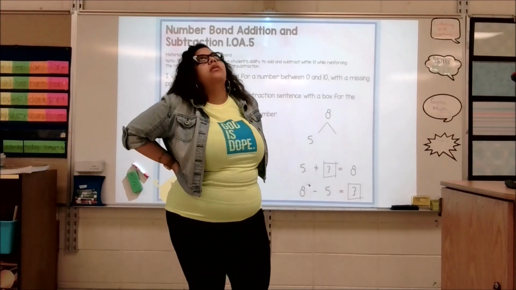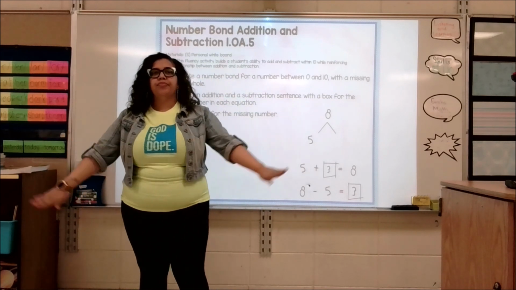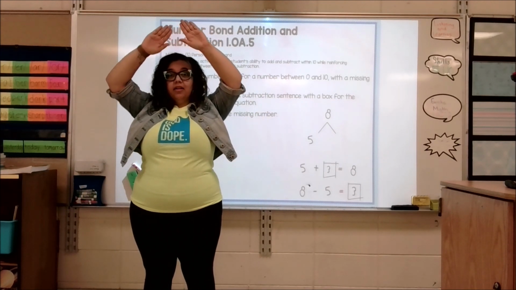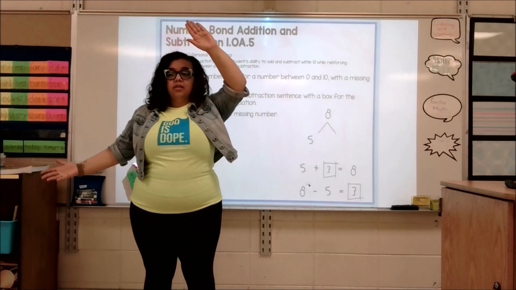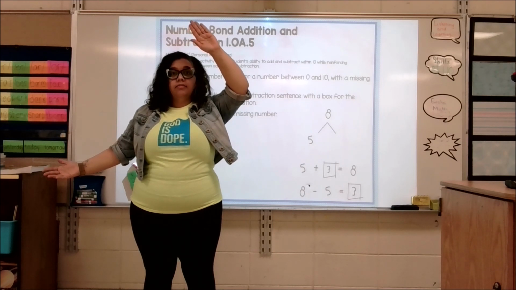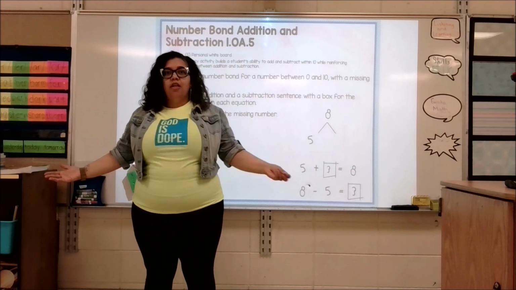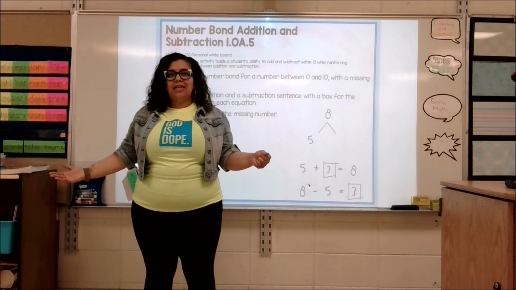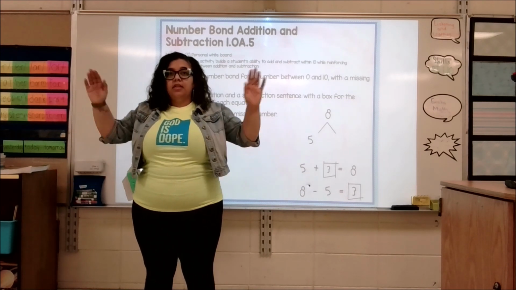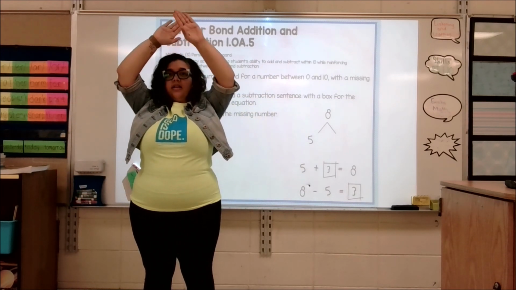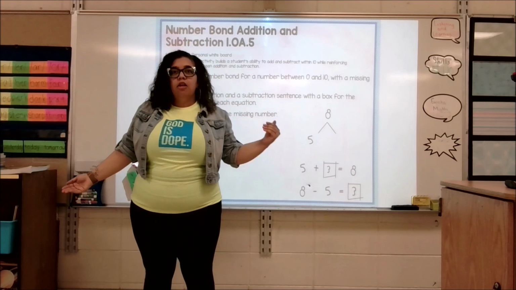What about 9, 6. 3 is the missing part. Excellent. So 3 plus 6 is 9. 9 minus 6 is 3.